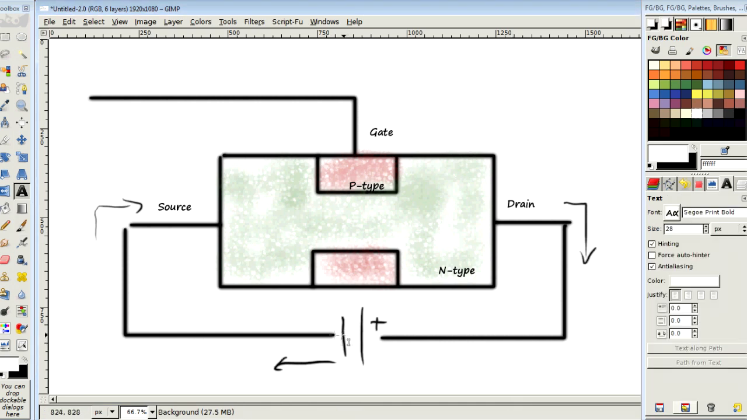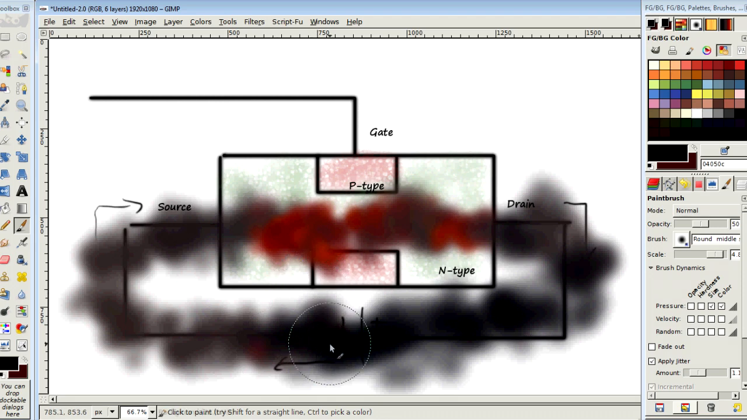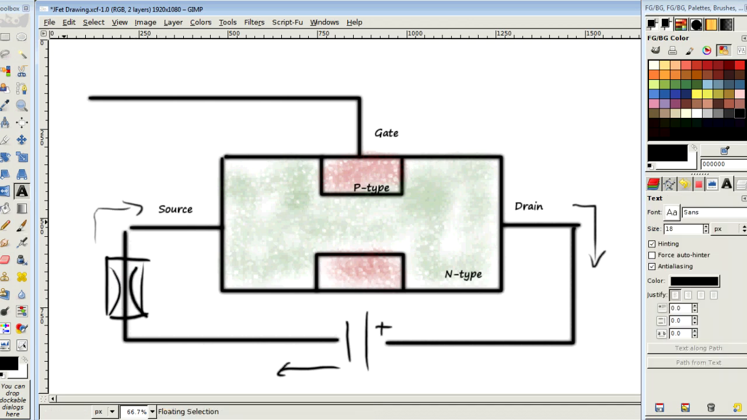Of course, if we don't restrict the amount of current flowing through the circuit, as soon as we hook up that battery, it's just going to kill the JFET with the giant current spike. So I'm going to go ahead and draw a load resistor here that basically just narrows the path through which the electrons can flow, reducing the amount of current.